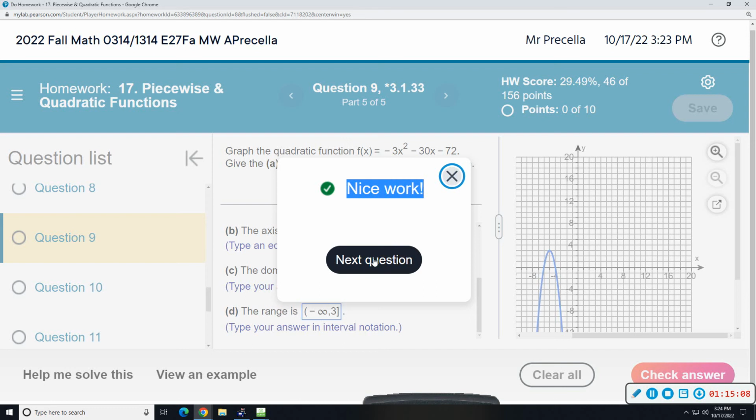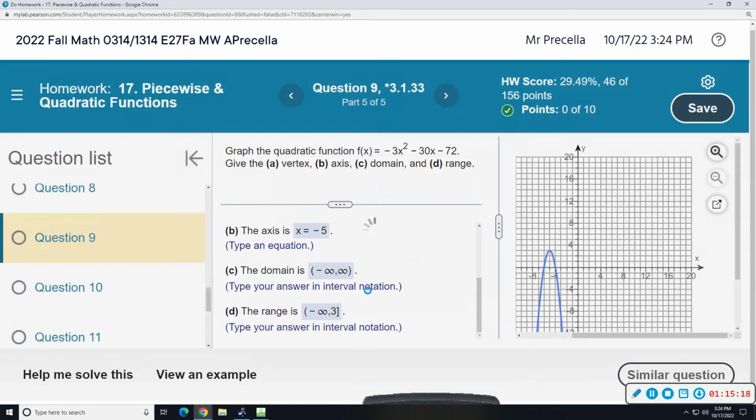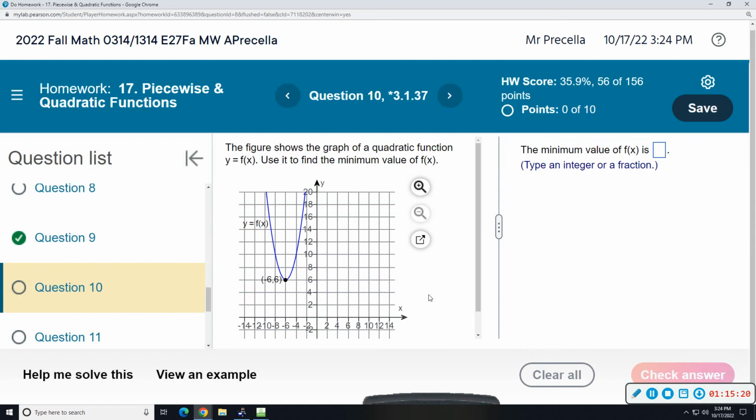The vertex will correspond to the maximum or the minimum value of the function. By that I mean the maximum or minimum y value on the graph, depending on whether the parabola is opening upward or downward. Here's number 10, which deals with this idea of maximum and minimum values.